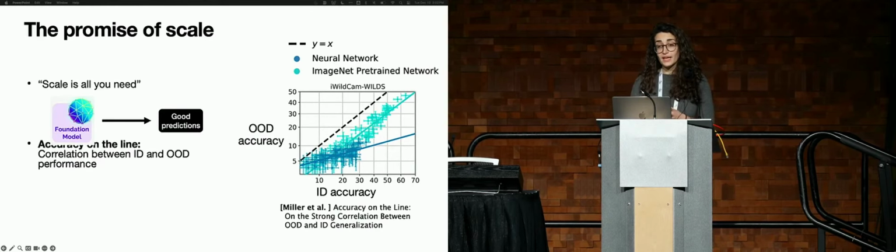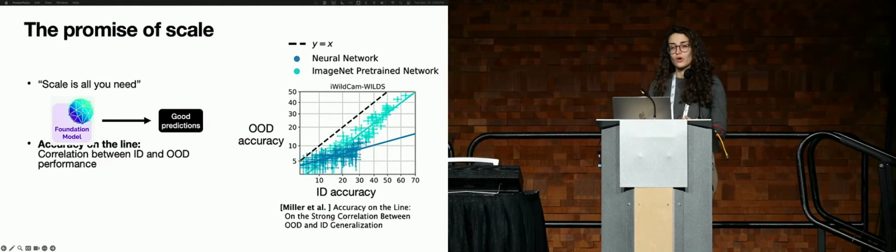But what they did is they looked at neural networks that were trained from scratch, and that's the dark blue line that you see here. And they also looked at a neural network that was pre-trained on a large data set, which is ImageNet. So you can definitely see that there's a correlation between in-distribution accuracy and out-of-distribution accuracy. It's not perfect, but it's a very strong correlation.